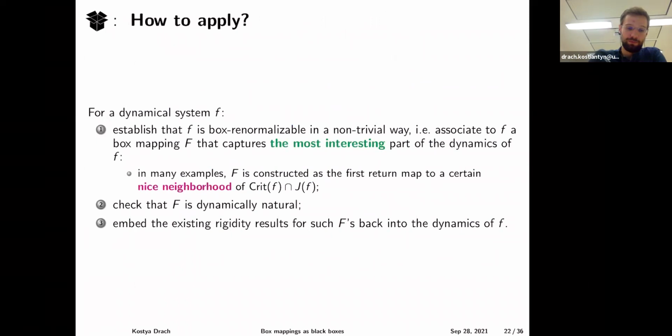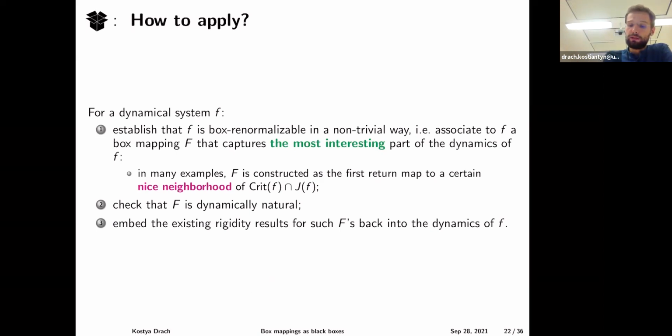And this is a simple-minded strategy of how to apply this toolbox. It consists of 3 steps, and after these steps, you are sort of a winner if you can do all of them. So the first step is that, starting with your map F, you have to establish whether it's box normalizable or not in some non-trivial way.